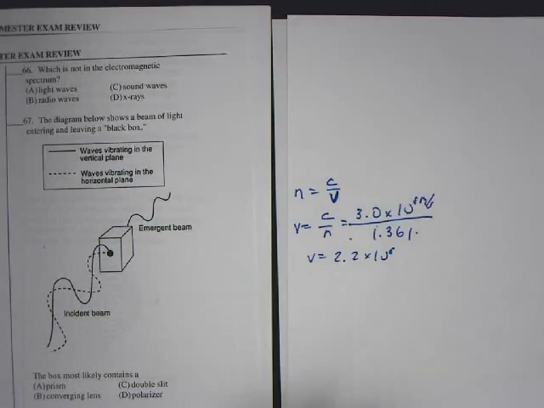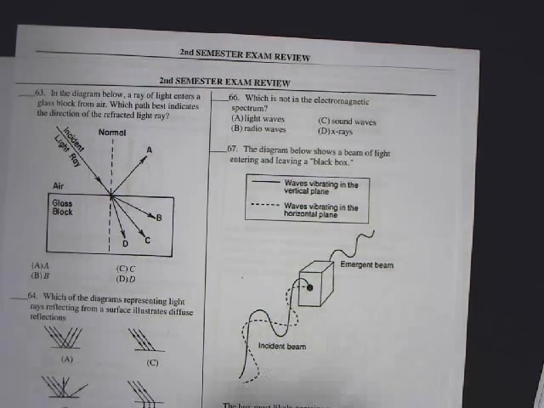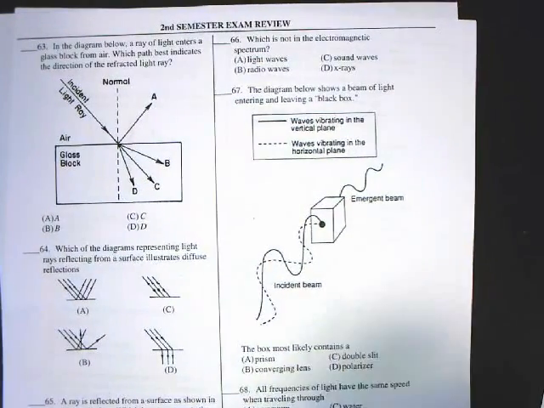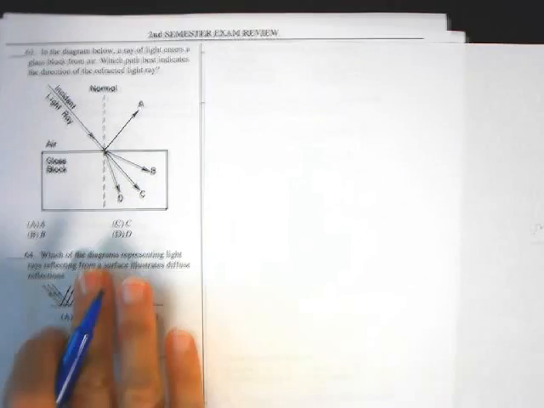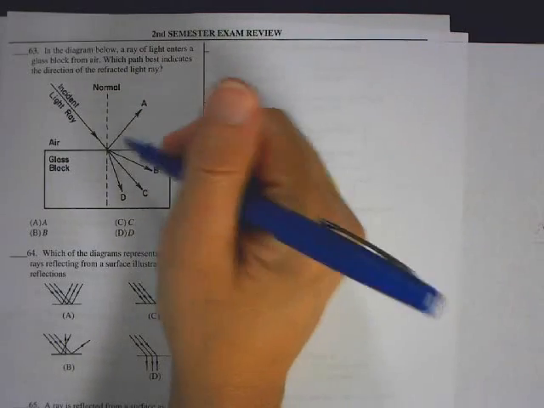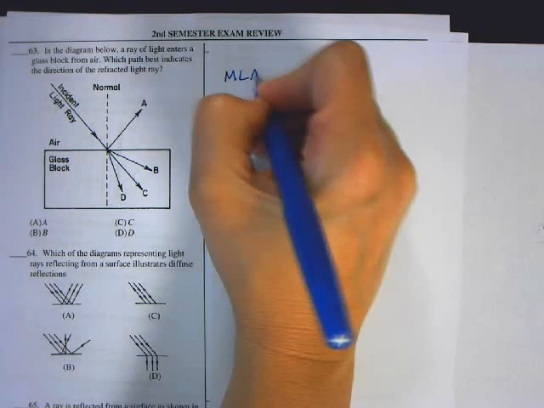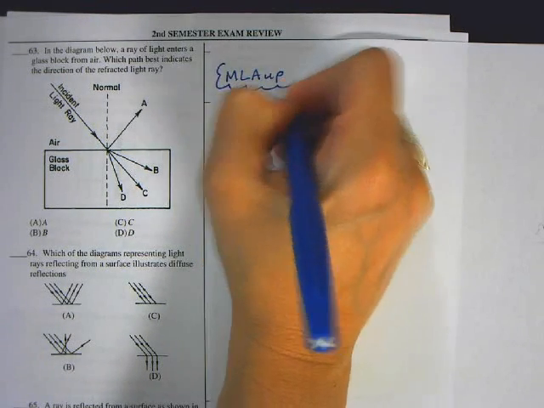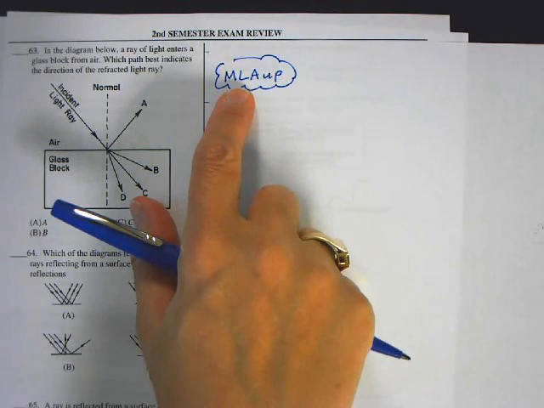So again, here we see a picture of light as it goes from one medium to another. Now, if you remember back, we had a couple of tricks to remember these types of situations. I don't remember if we had tricks for the mirrors and the lenses. So anyway, our little trick was we're going to remember MLA up. So what does MLA up mean? It means if I go from a more dense to a less dense, I bend away from the normal and I'm going to speed up.